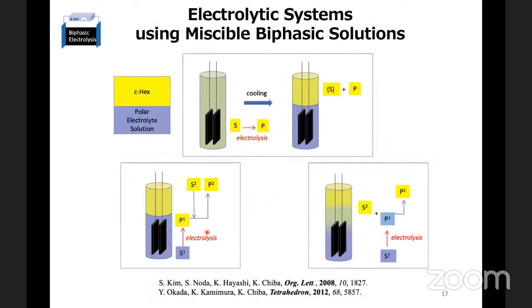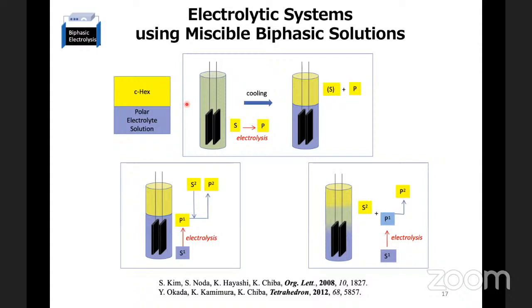This figure shows an example of the application of the miscible biphasic system to an electrolytic reaction system. The top panel shows the flow of an electrolytic reaction in which the miscible biphasic solution is heated, cooled after the reaction is complete, and separated into the two phases. In most cases, the supporting electrolyte is barely dissolved in the upper cyclohexane phase, so the product and the substrate can be recovered from the upper phase, while the lower electrolyte solution phase can be reused.